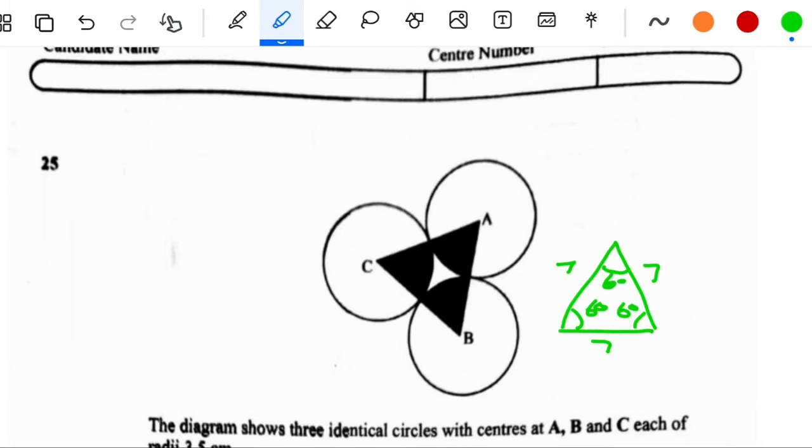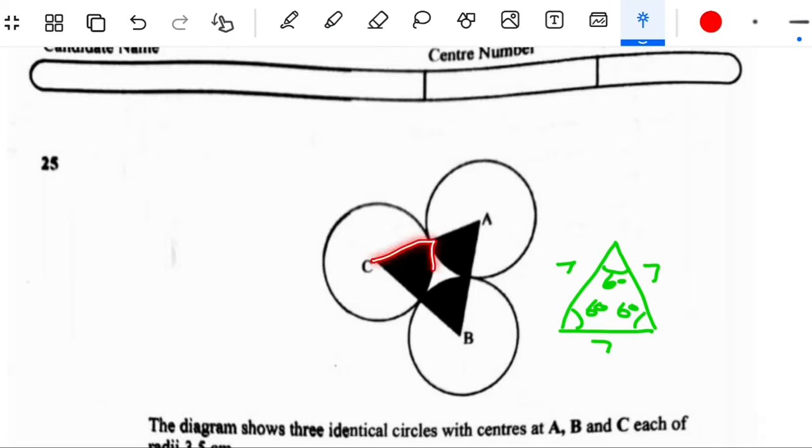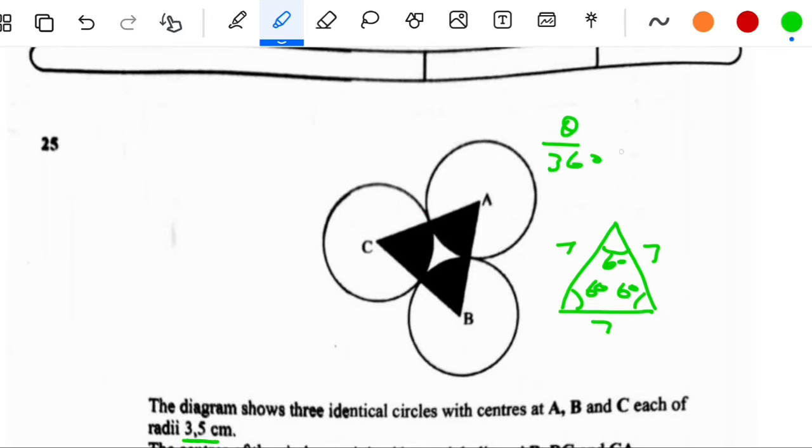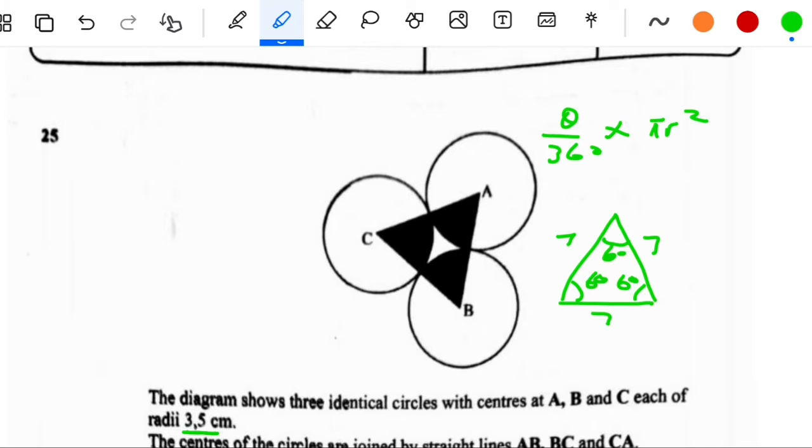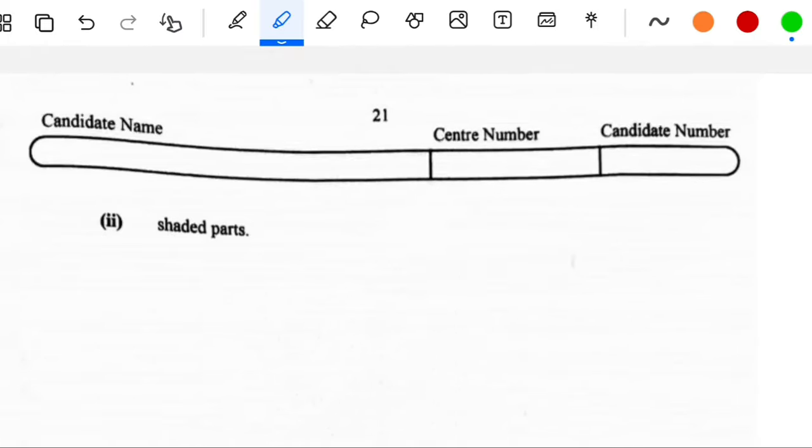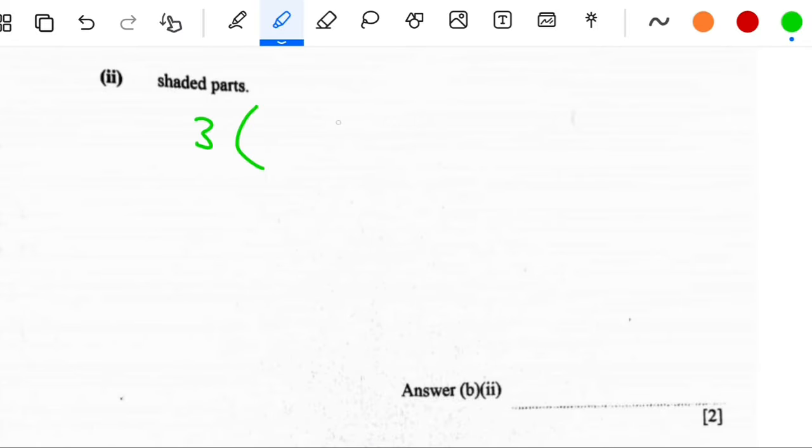Okay, then coming here, we want the area of the shaded parts. So to find the area of the shaded parts, I simply find the area of one sector here and multiply it by 3. So the formula for finding the area of a sector is what? Is theta over 360 times pi r squared. Okay, so here, coming here, I've got 3 times 60 over 360 times 22/7 times r squared, which is 3.5 squared.